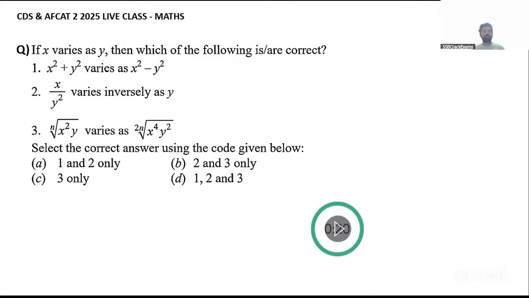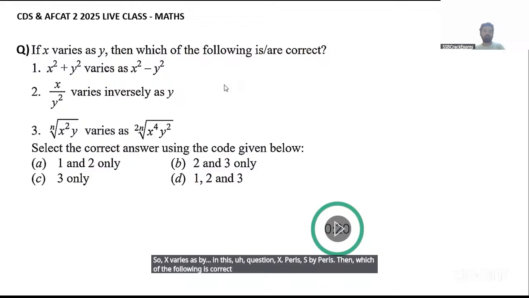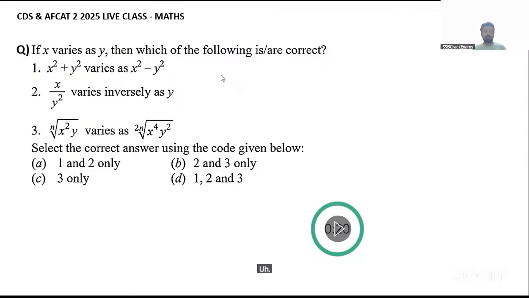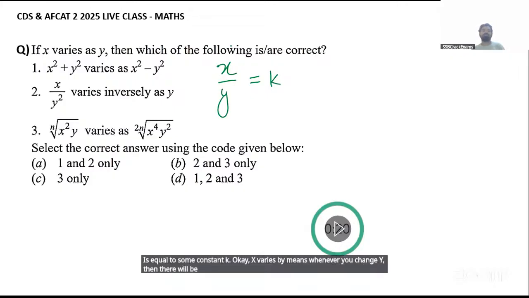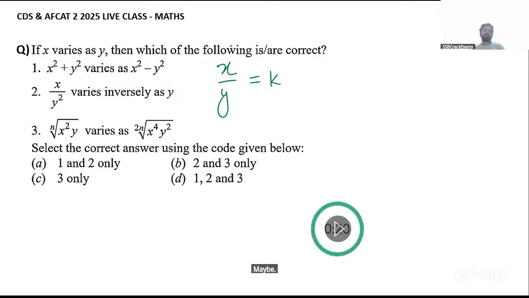So if x varies as y, in this question, x varies as y varies, then which of the following is correct? x square plus y square will vary as x square minus y square will vary. Okay, so how we will proceed with the question? Say x upon y is equal to some constant k. Okay, x varies as y means whenever you change y, there will be some change in x, maybe. So that change we say it is k.